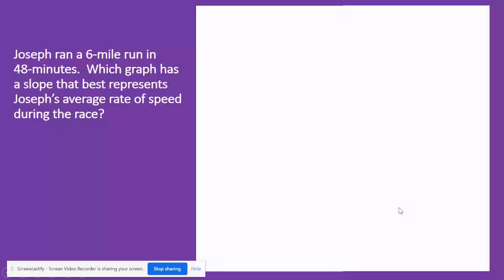Here we're given a scenario. It reads, Joseph ran a 6-mile run in 48 minutes. Which graph has a slope that best represents Joseph's average rate of speed during the race?